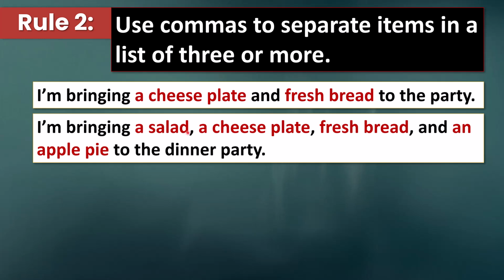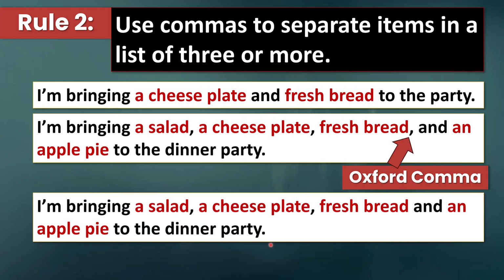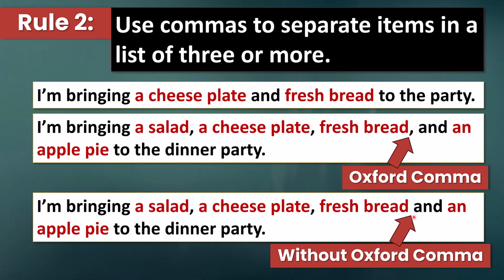But let's look at an example of a list of 4 things. I'm bringing a salad, comma, a cheese plate, comma, fresh bread, comma, and an apple pie to the dinner party. Here we have a list of 4 items, so we add a comma after each item, including the comma before and. Now this comma is known as the Oxford comma, and this is more commonly used in North America. Even though it's called the Oxford comma, it's not typically used in England or the UK. So in that case, this would be correct in the UK, and the comma would not be used.